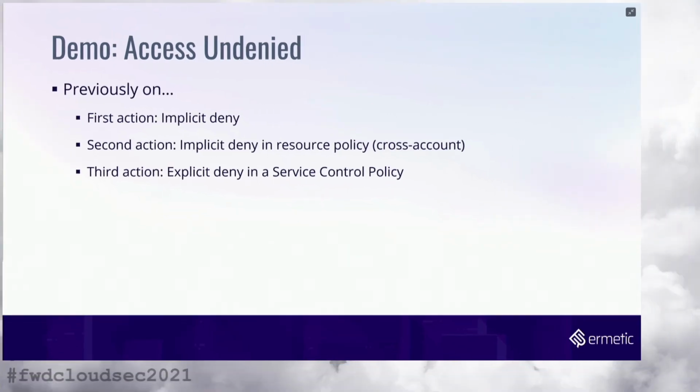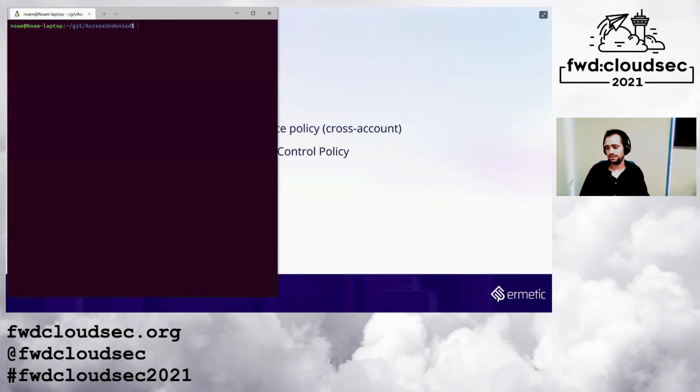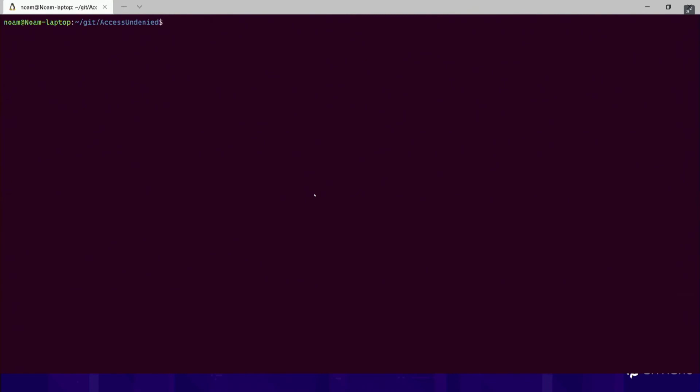So now on to the moment we have all been waiting for, which is the actual demo of how it works. You will recall the 3 API calls that we made. The first one failed because of an implicit deny. It was a list objects call. The second one failed because of an implicit deny in the resource policy and in the identity policy. And the third one had an explicit deny in the service control policy.